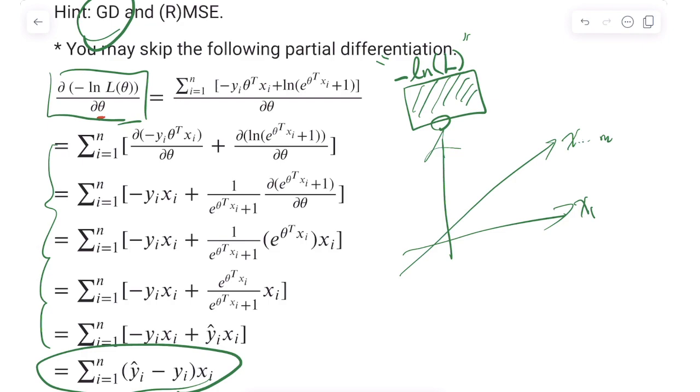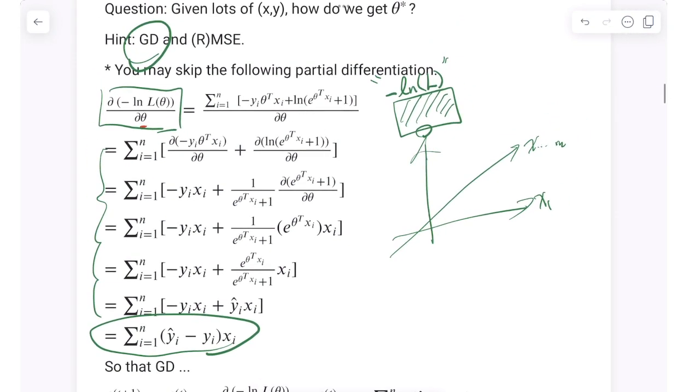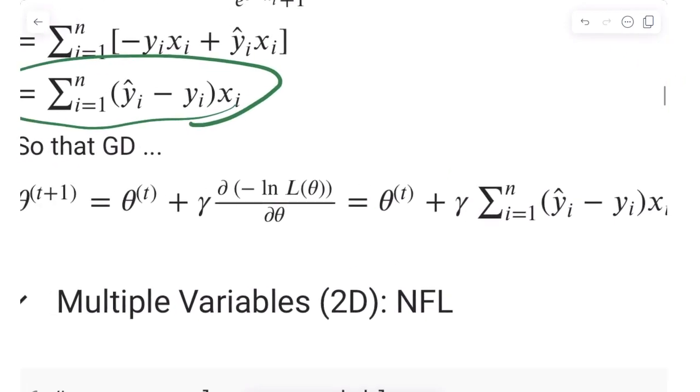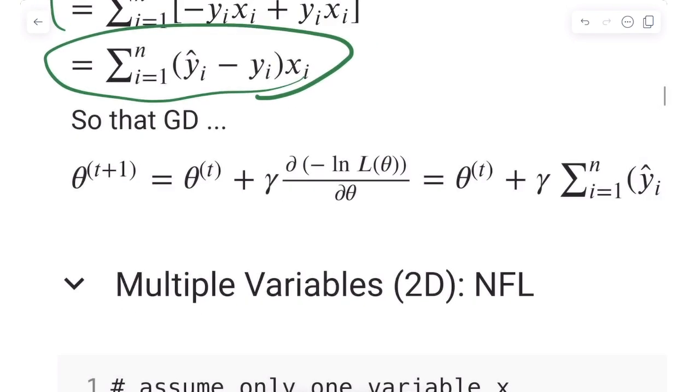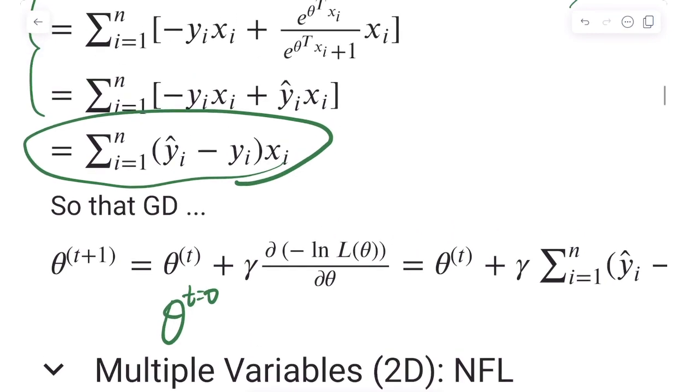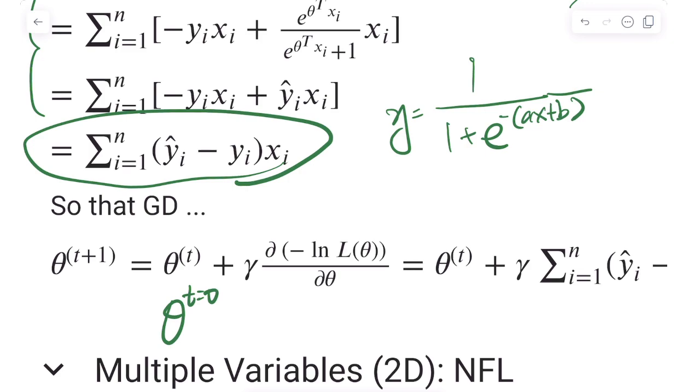That is the partial differentiation result of the minus log likelihood value. So again, it is very similar to linear regression. If you would like to find a parameter where the derivative equals 0, for example, as we mentioned before, the logistic regression function is like this, right? It's like this, and it's very similar.